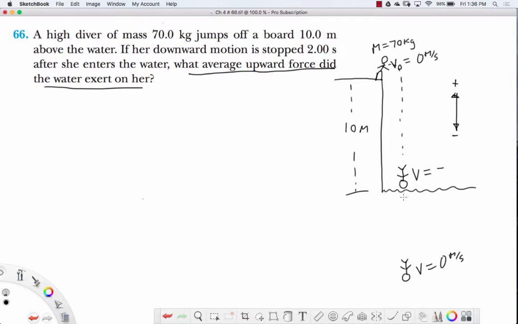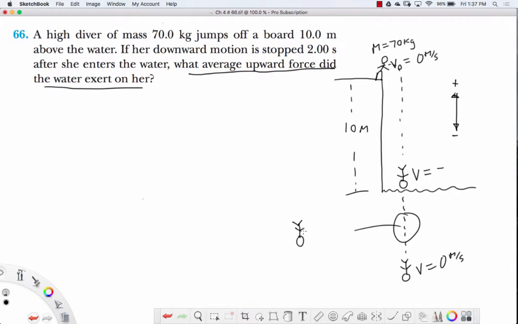So we're going to do a free body diagram. As she's brought to rest, we're going to do a free body diagram on her, right about here, right as the water's acting on her. So let's do that. Here she is. I'm just going to focus in on this area right here. So let's do a free body diagram for her as she's being brought to rest. The water's acting upward.